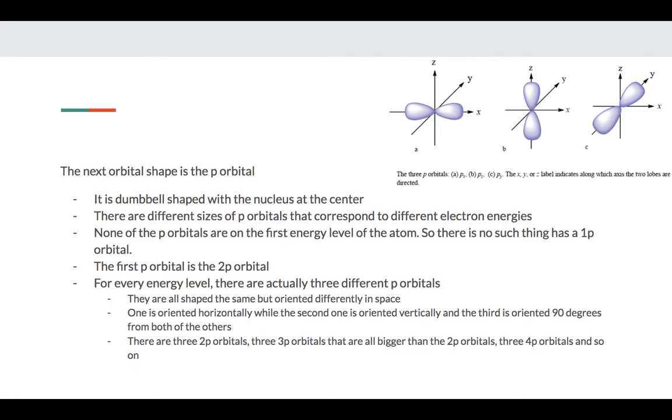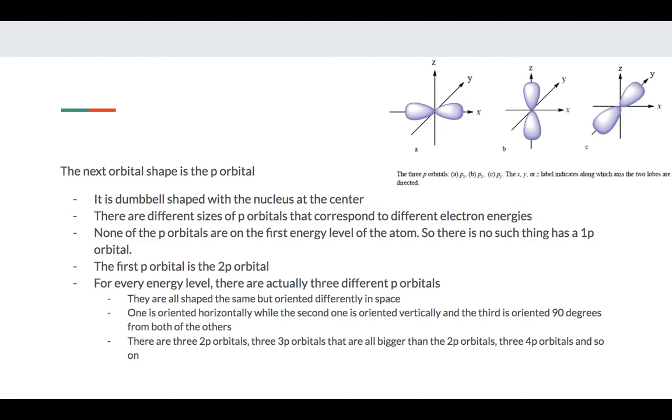For every energy level, there are actually 3 different p orbitals. And they're all shaped the same, but they're oriented differently in space. One is oriented horizontally, one is vertically, and the third is oriented 90 degrees from both of the others. So this may look a little new to you because most of you have not seen the z-axis.